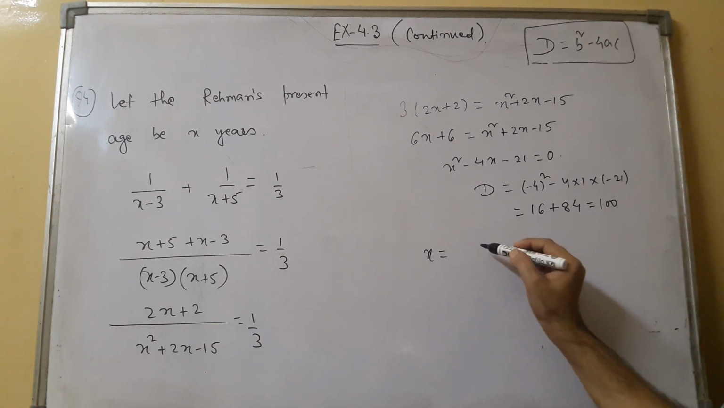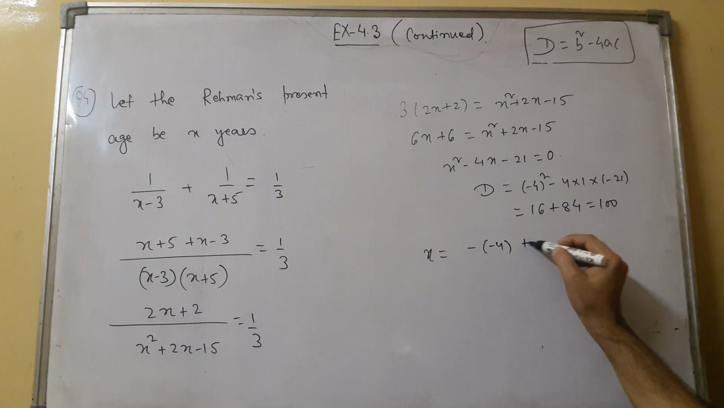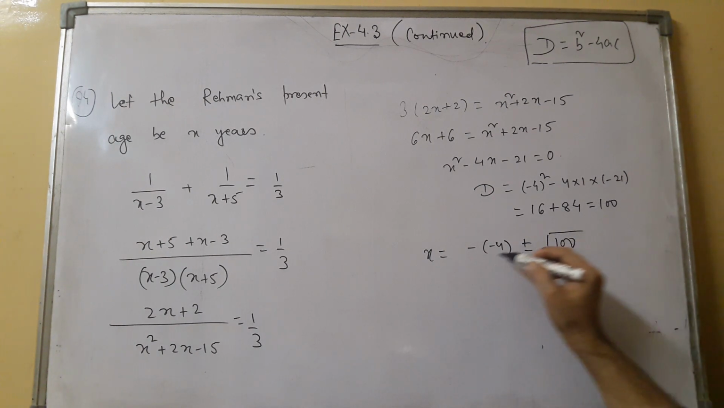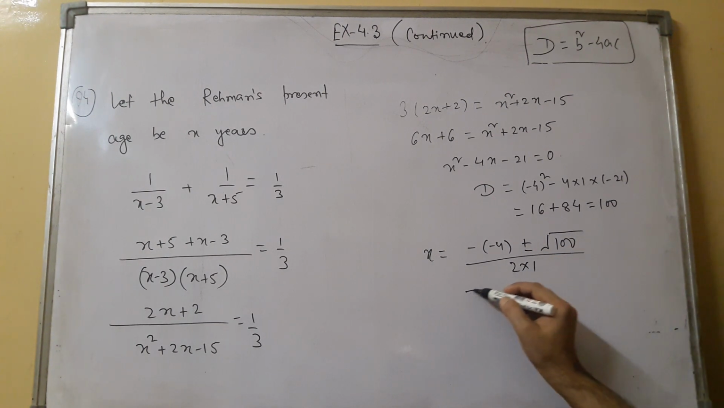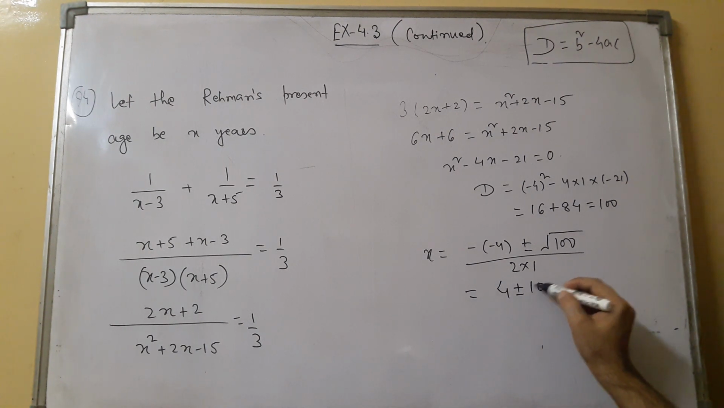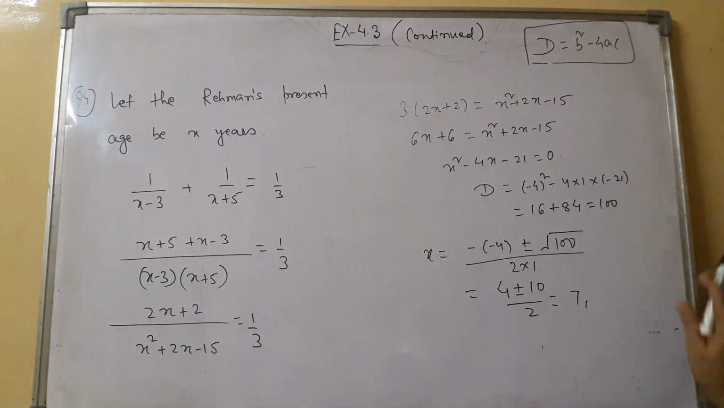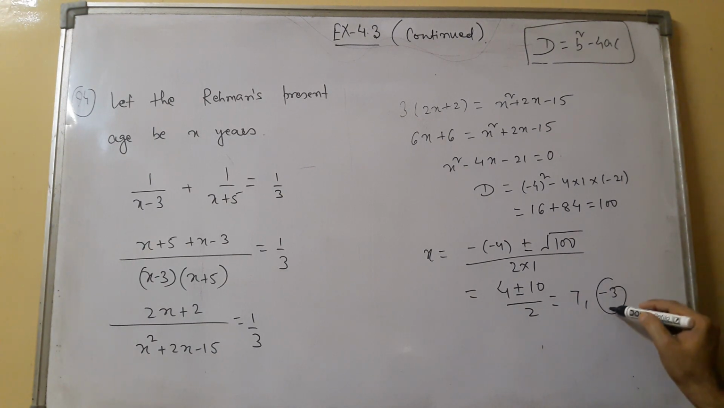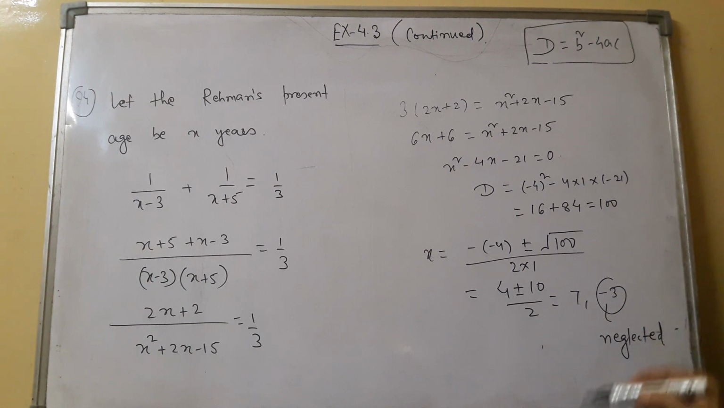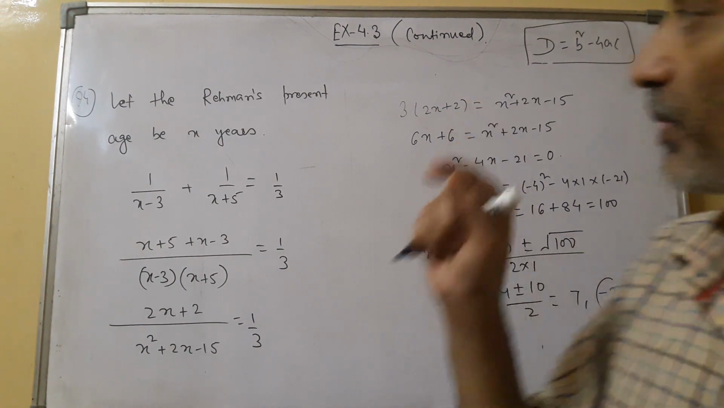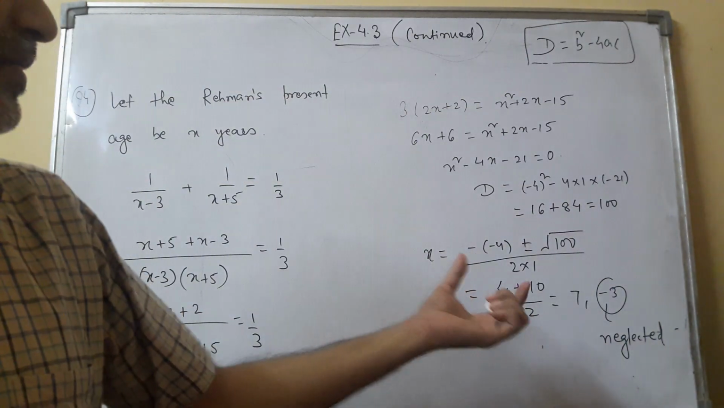Now use the quadratic formula. Minus b, minus of minus 4 plus minus root 100 upon 2a. So 4 plus minus 10 upon 2. 4 plus 10 upon 2 is 7, and 4 minus 10 upon 2 is minus 3. But we will neglect this value. This value is neglected. Why? Since age cannot be negative, therefore we neglect this value minus 3. So Rahman's present age will be 7.